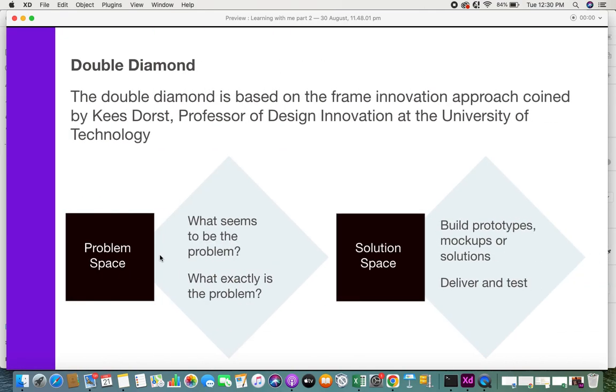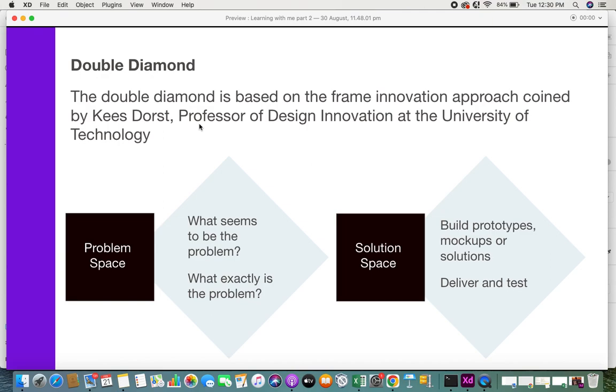Also, the double diamond is based on the frame innovation approach that was coined by Kees Dorst, a professor of design innovation at the University of Technology. Okay, that's just some background to this framework.